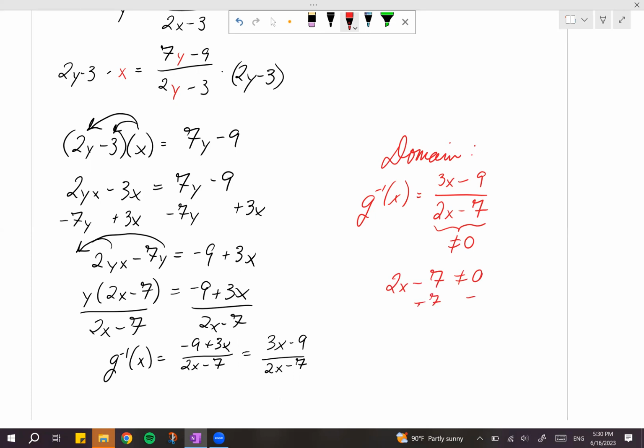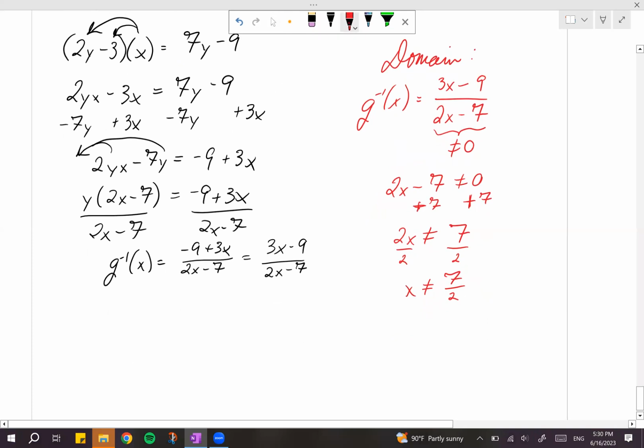I'm going to add 7 to both sides. So I get 2x is not equal to 7, or negative 7. Oh, wait. This should be addition. I'm sorry. Plus 7. Positive 7. Divide by 2 on both sides. So the domain of my function is everywhere where x is not equal to 7 over 2.